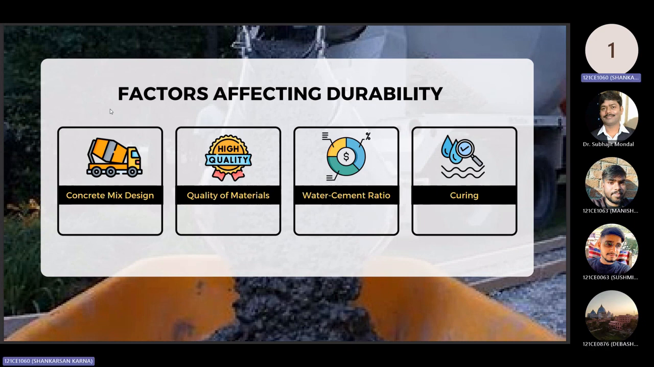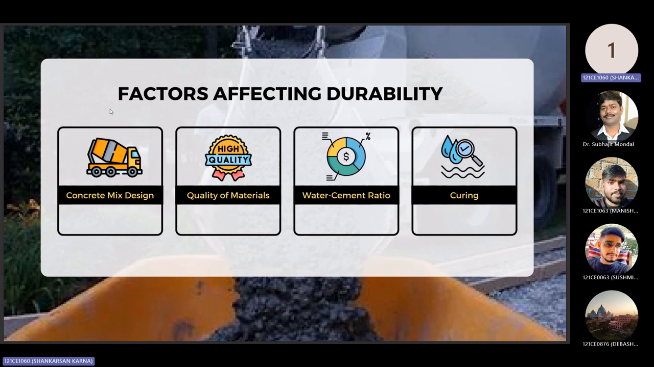So next one being the quality of materials. Yes, selecting good quality materials like good grade of cement or good quality aggregates with proper gradation or proper shape and size will definitely help us to get the required strength and durability in our structure.